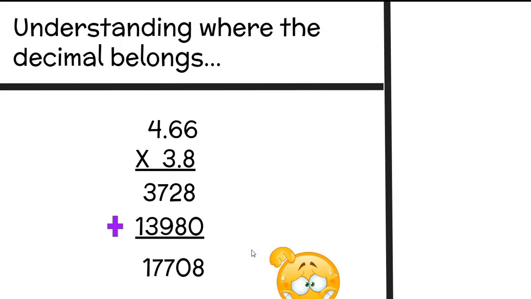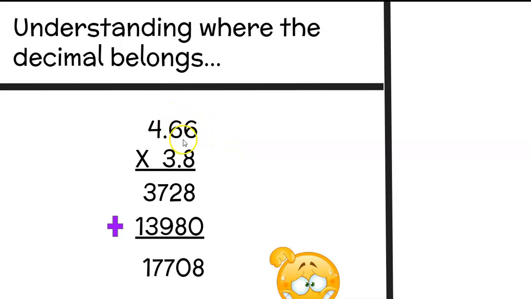So now I'm looking at this number, and I know for a fact that 4 and 66 hundredths times 3 and 8/10 is nowhere near 17,708, right? So the kids know that they can use their number sense and say, hey, you know what? 4 and 66 hundredths is close to 5, and 3 and 8/10 is close to 4, so my answer is going to be close to 20 probably.